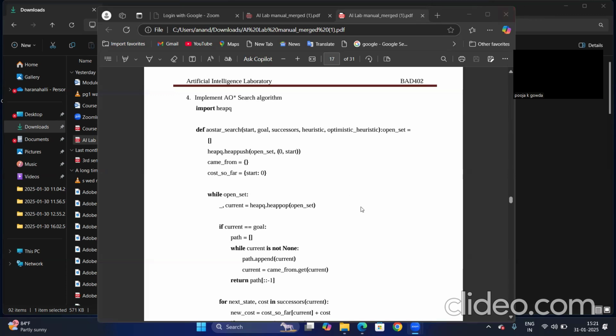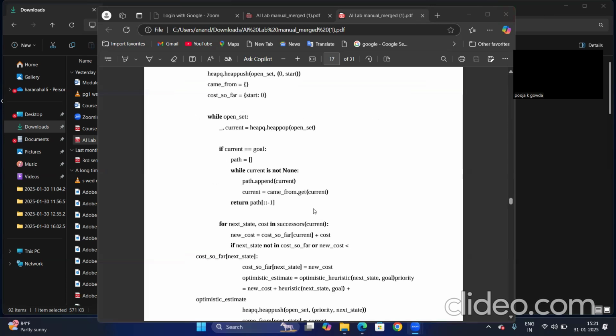The algorithm steps go like this. In the initialization, we start with the initial node representing the problem to be solved. Then we maintain an open list of nodes to explore and a closed list of nodes that are already evaluated. Next, we select a node from the open list with the lowest f of n value, and we check whether n is the goal node. If so, then we reconstruct the solution path.